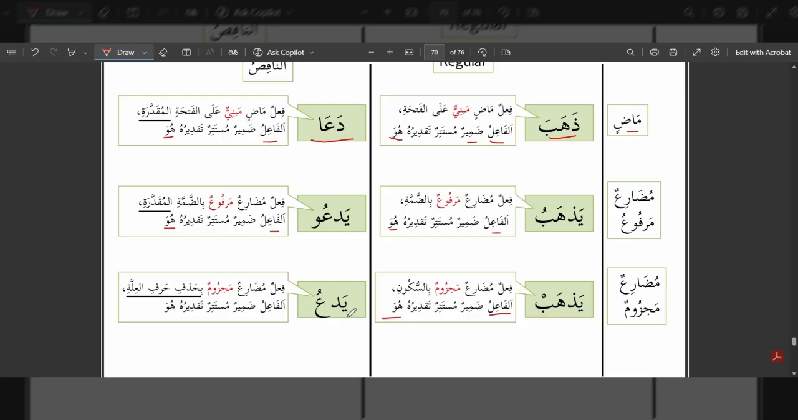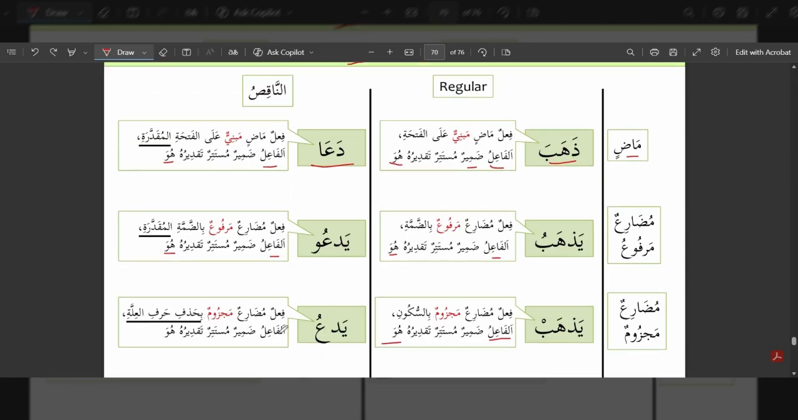And then for the naqis verb, it's yad'u. So here again, fi'al al-mudari, present tense, majzumun, which means that the majzum is shown by dropping of the weak letter, bihadhfi harfil-'illah, which means the dropping of the weak letters. So this originally has the weak letter waw here, but that is dropped to make it majzum. Al-fa'il dhamir mustatir taqdiruhu huwa, which again means the doer of the verb is attached and hidden and is in the form of he.